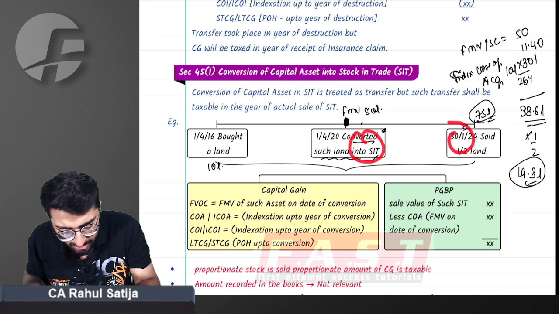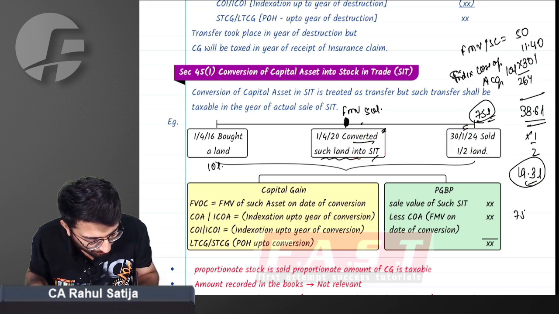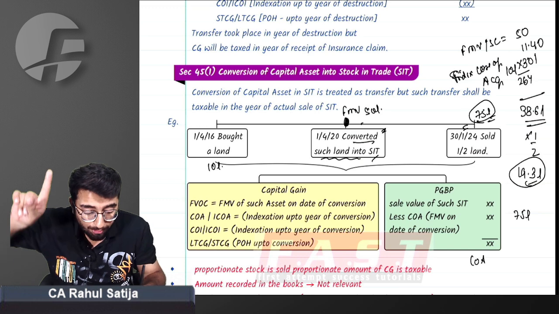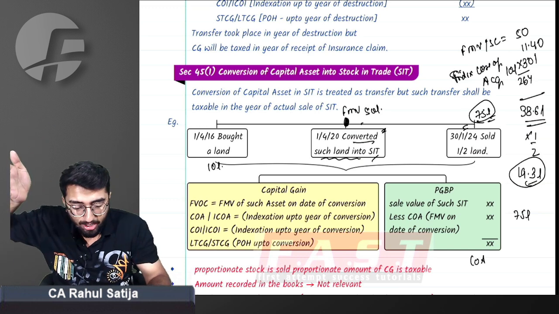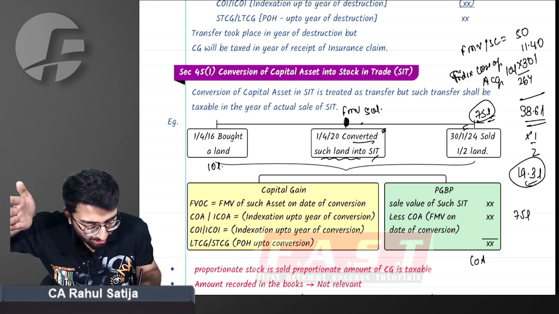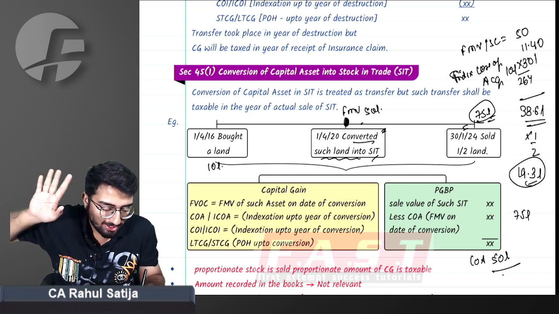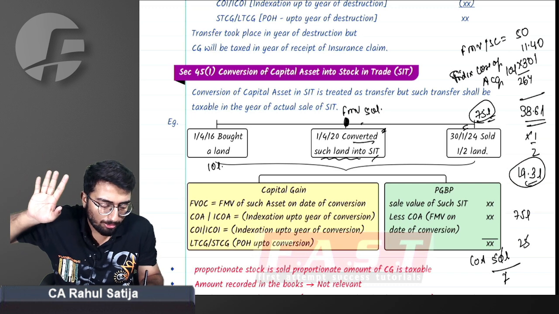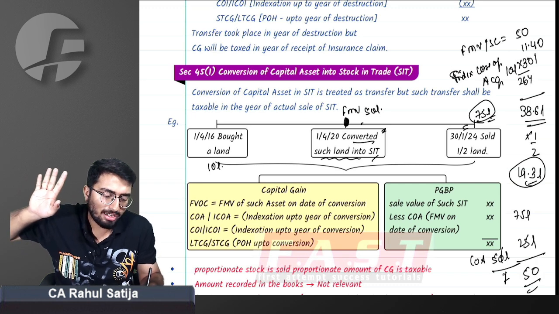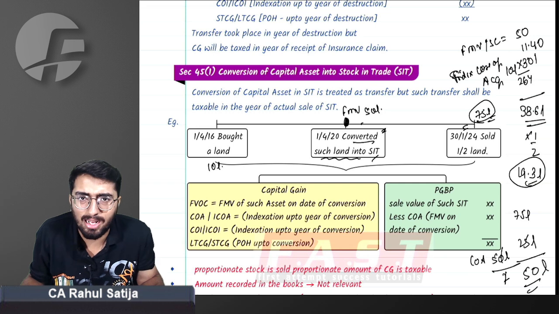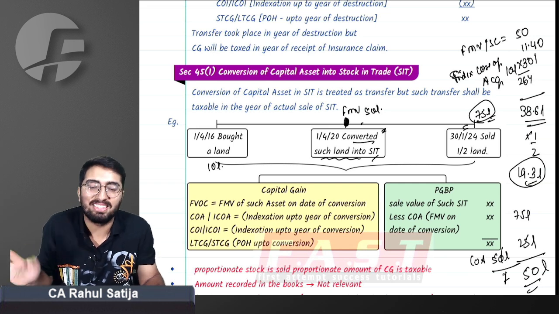How will PGBP be calculated? So sales will be 75 lakh only. Cost of acquisition for half of the property will be FMV on the date of conversion. FMV on the date of the conversion was 50 lakh, and that was for the whole plot. But if I consider half, our cost of acquisition will be 25 lakh and income taxable under PGBP will be 50 lakh. As simple as it can be.